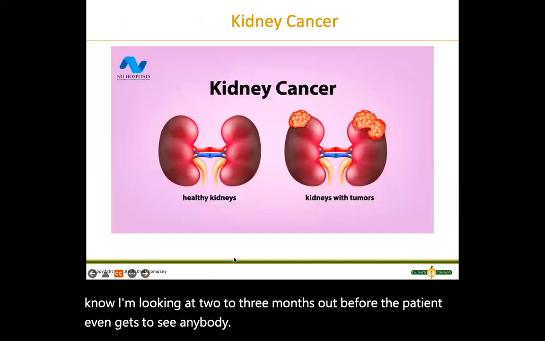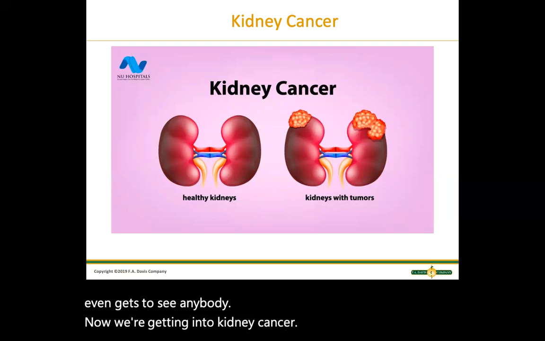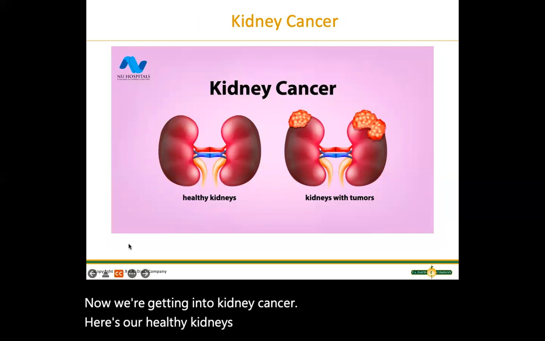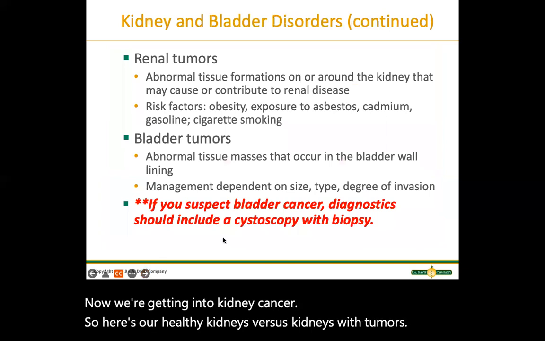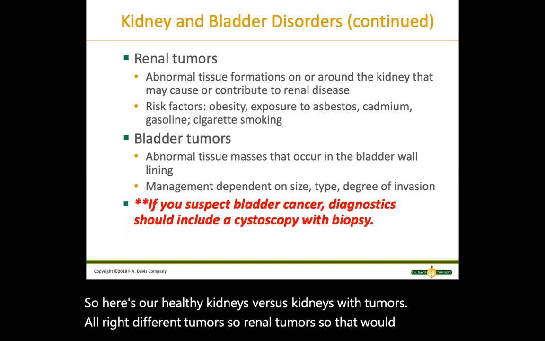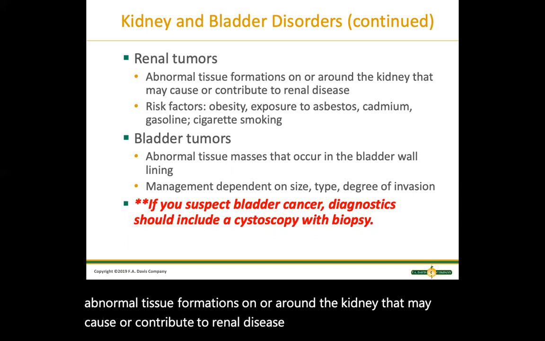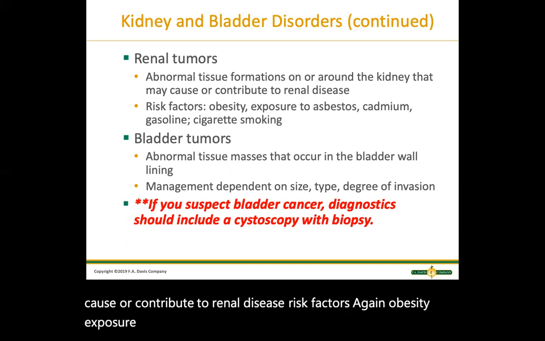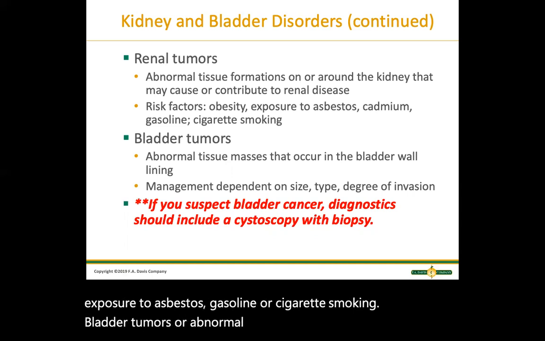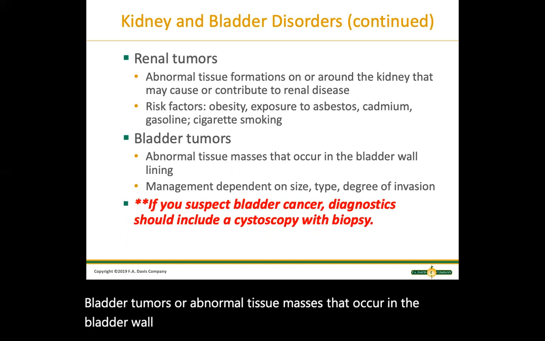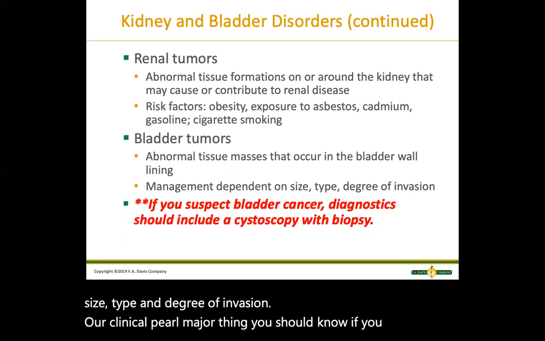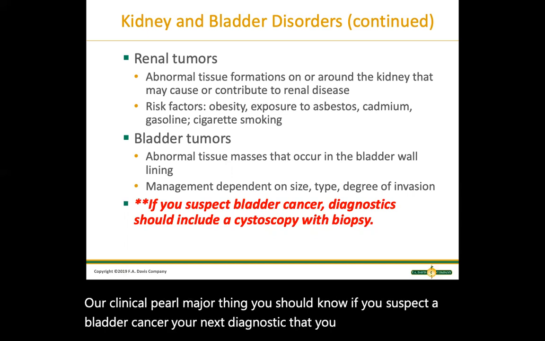Okay, now we're getting into kidney cancer. So here are our healthy kidneys versus kidneys with tumors. Different tumors, so renal tumors would be abnormal tissue formations on or around the kidney that may cause or contribute to renal disease. Risk factors, again, are obesity, exposure to asbestos, gasoline, or cigarette smoking. Bladder tumors are abnormal tissue masses that occur in the bladder wall lining, and management of the tumor depends on the size, type, and degree of invasion. Clinical pearl, major thing you should know: if you suspect a bladder cancer, your next diagnostic that you order should include a cystoscopy with a biopsy.